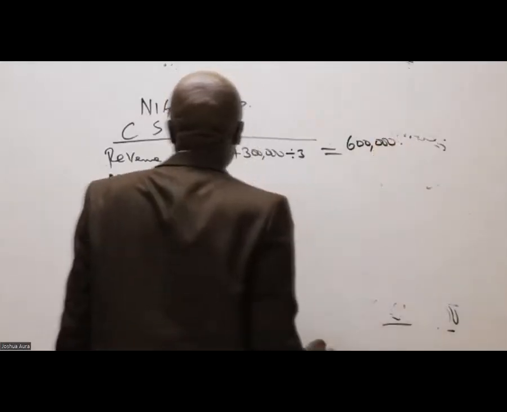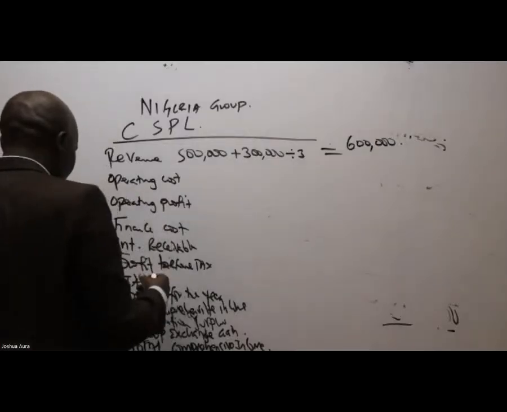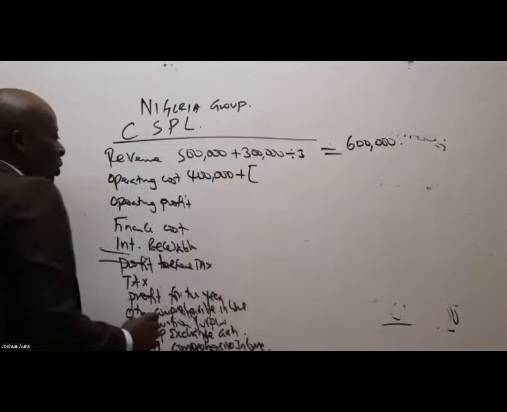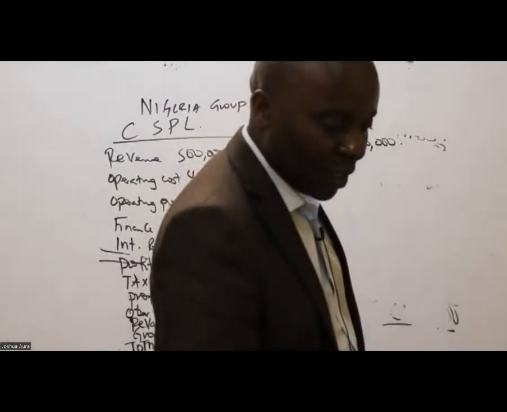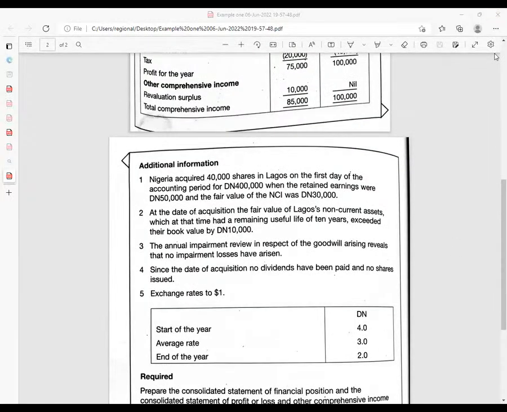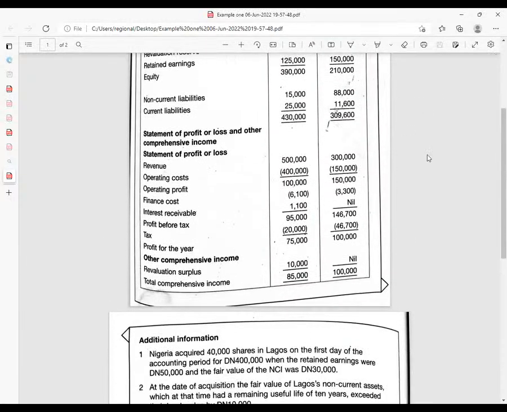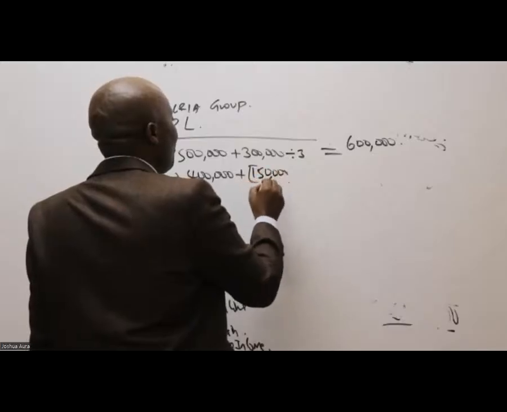600,000. And then we have, ladies and gentlemen, operating cost. Operating cost, I will take 400,000 plus operating cost of the subsidiary. You can see it's 150,000 DNs.